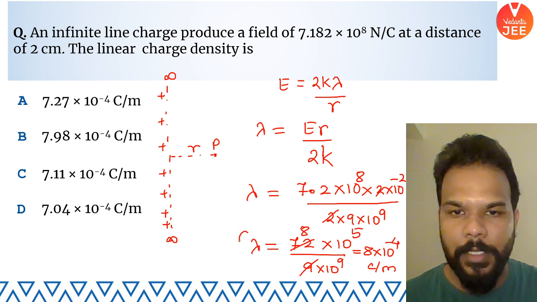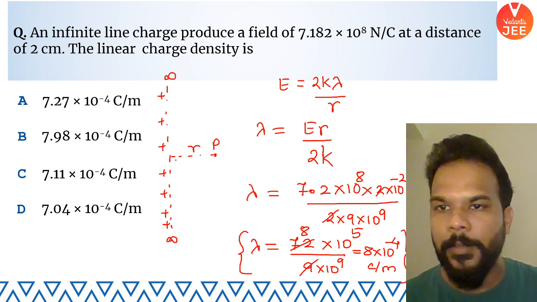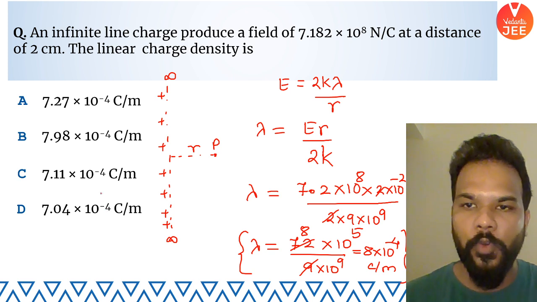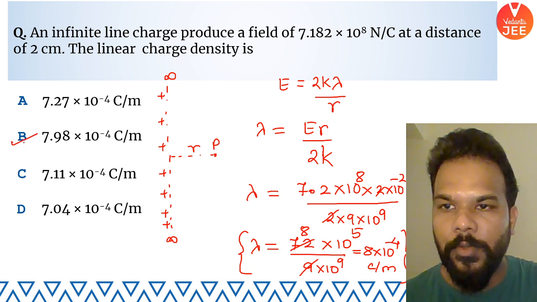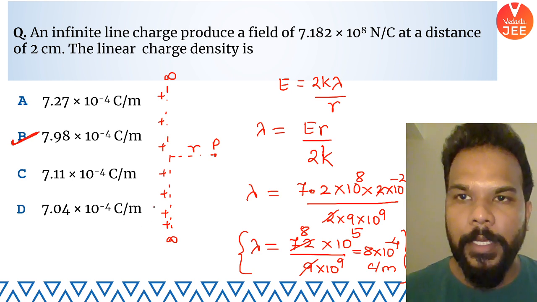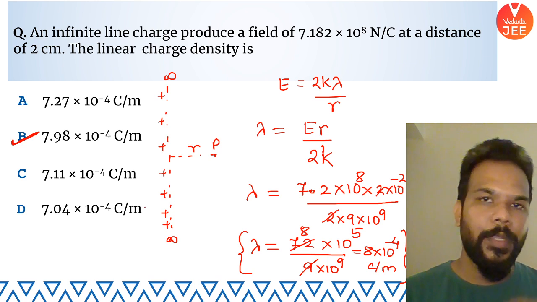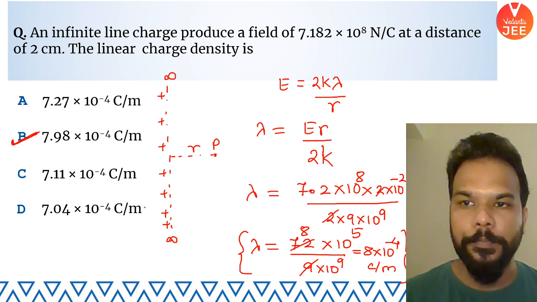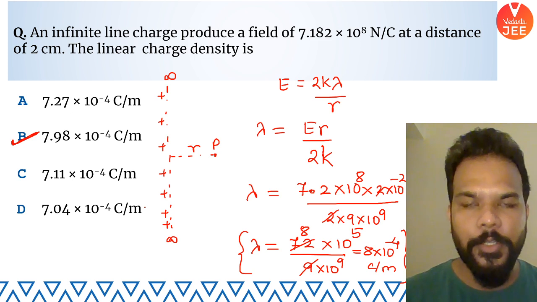So let's have a look at the nearest possible answer for this. If you see, all of the values are 10 to the power minus 4 only, but the nearest value to 8 is option B. Okay. So what I'm trying to tell you here is that not every time you have to do the exact calculation, especially when you are preparing for exams like JEE or NEET. Okay, rough calculations usually help.